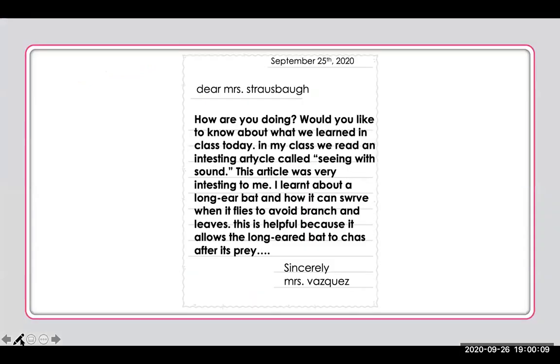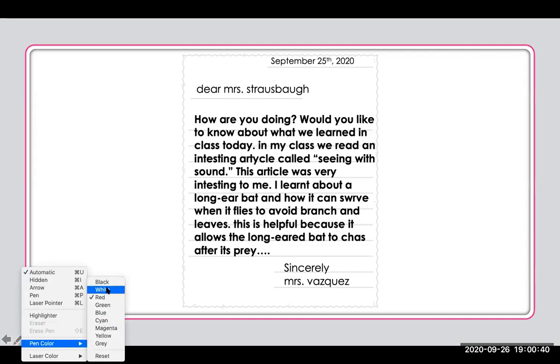So here's my letter. September 25th, 2020. Dear Mrs. Strasbaugh, how are you doing? Would you like to know about what we learned in class today? In my class, we read an interesting article called Seeing with Sound. This article was very interesting to me. I learned about a long-eared bat and how it can swerve when it flies to avoid branches and leaves. This is helpful because it allows a long-eared bat to chase its prey.